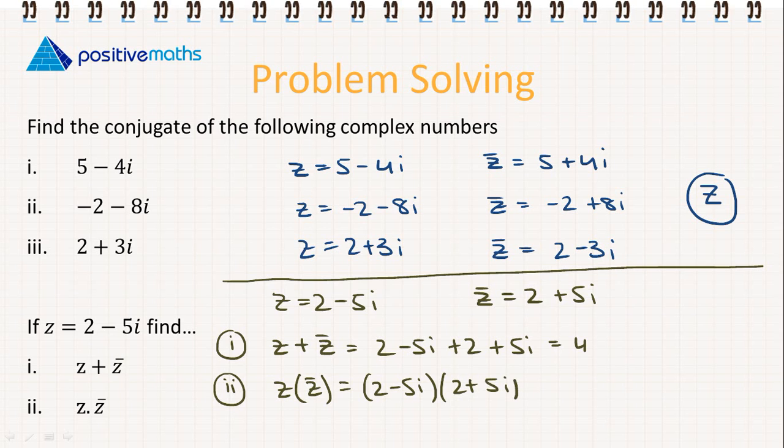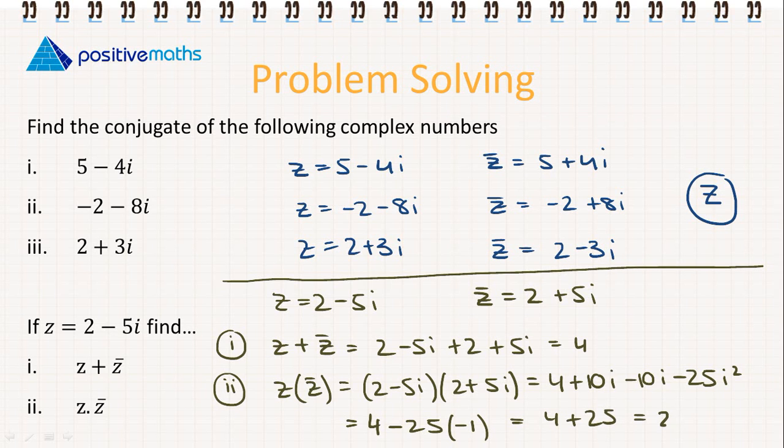And the second part, z multiplied by the conjugate of z, is going to be 2 minus 5i multiplied by 2 plus 5i. So this is going to give us 2 by 2 will give us 4, 2 by 5i will give us 10i, minus 5i by 2 will give us minus 10i, and minus 5i multiplied by plus 5i is going to give us minus 25i squared. So at this stage, we should remember that whenever we have i squared, we change it to be minus 1. So now we're going to have 4 plus 10i minus 10i will give us 0. And minus 25 will now be multiplied by minus 1. So we're going to get 4 plus 25. So our answer is going to be 29.